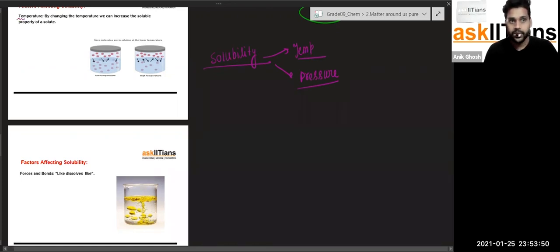So how does temperature affect solubility? They are saying that by changing the temperature, we can increase the solubility of a proper solute. Okay, so think about it. If you have 2 spoons of sugar, if you can mix 2 spoons of sugar in 100 ml water, in 100 ml water, if you just start heating it, what would happen? Definitely what would happen?